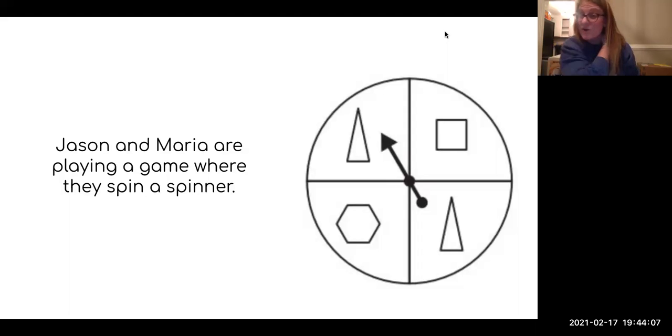So a certain outcome would be one where we could get that outcome if we hit any of these sections. So we could say that it is certain that we would spin a shape, right? Because we have a shape in all of these sections. It is certain that we would spin a polygon.